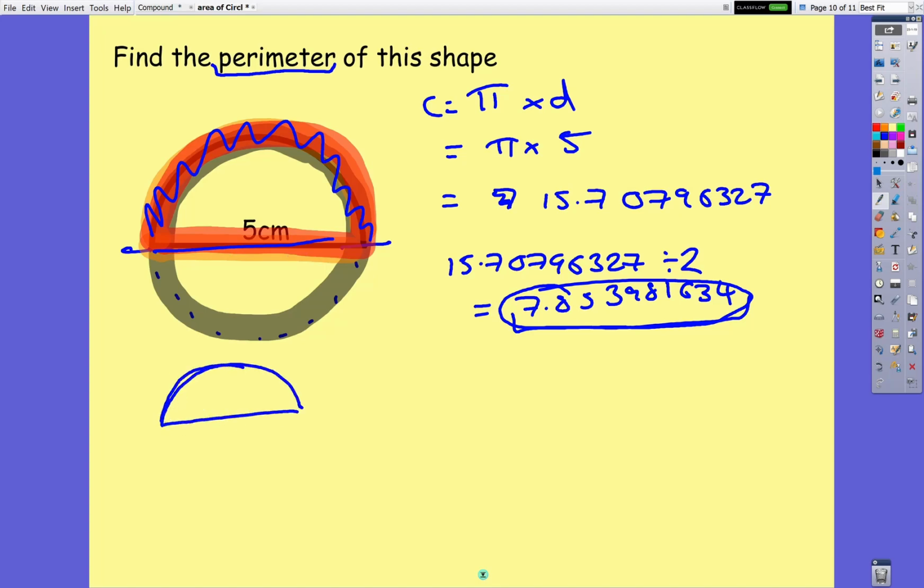So this part here was 7.853981634, but I want to add my 5 to it as well. So we've got plus 5, which equals 12.853981633.